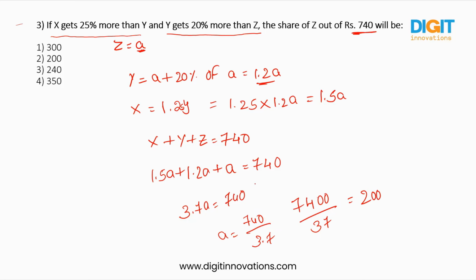200 is the answer. So Z share is 200. So I hope you're clear. Then I'll go to the next question. You just have to write the sentence and equation. That is the main thing.